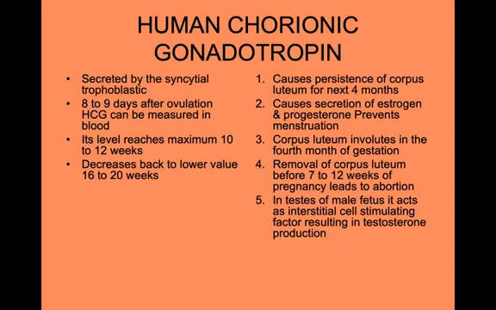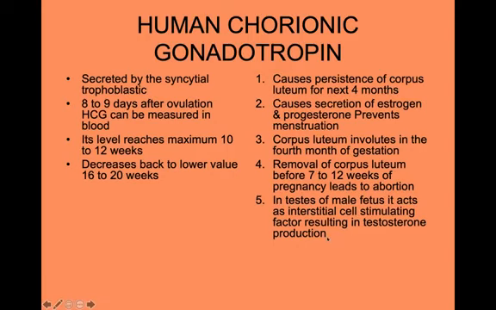Now, what are the functions of this HCG? Number one, it causes the persistence of the corpus luteum. So basically it prevents the menstruation. So it makes the corpus luteum of pregnancy. It also causes the secretion of estrogen and progesterone from the corpus luteum, and it prevents the menstruation. The corpus luteum involutes in the 4 months of gestation, and removal of the corpus luteum before 7 to 12 weeks of pregnancy leads to abortion.